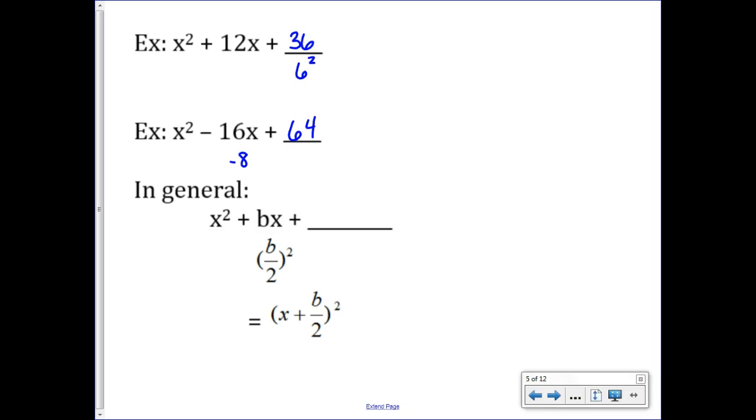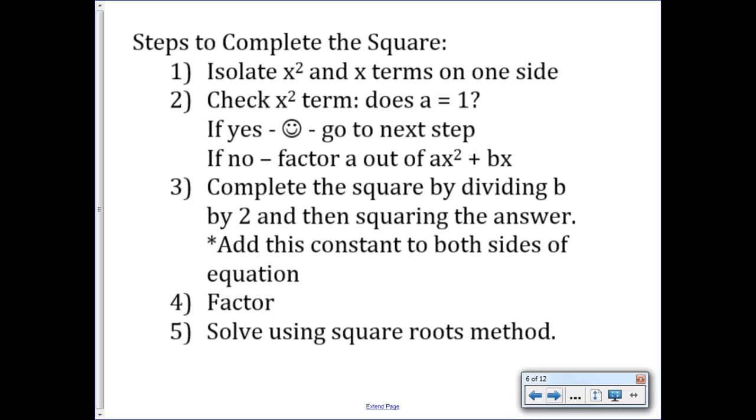So in general, if we have x squared plus bx, then we're going to take that b over 2 and square it, and that's what goes up here. So we take our b value, divide it by 2, and we square it. And that's what ends up being right there. This would be a great place to stop the video so you can get this copied down if you don't have the notes printed out.